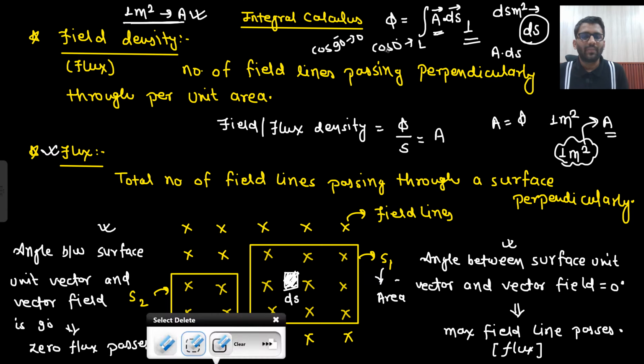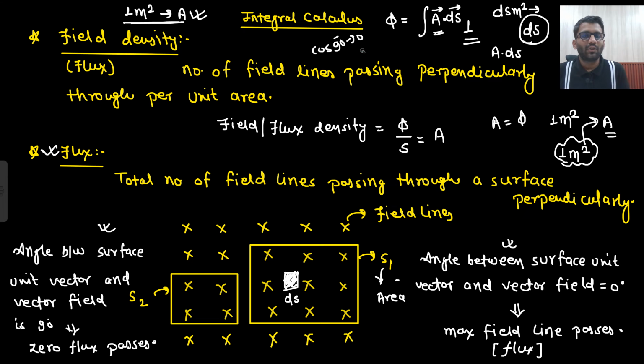Okay. So again I repeat the derivation. The derivation is not important, the final result is important. So what did we do? We understood flux density. In 1 meter square, how many field lines are passing? That is known as flux density. So in 1 meter square, A field lines are passing.